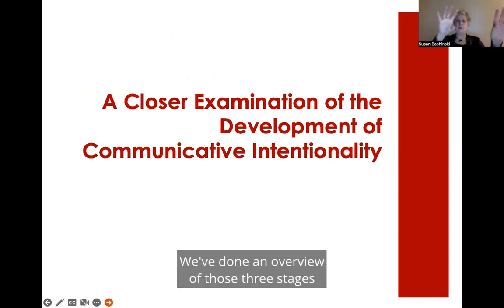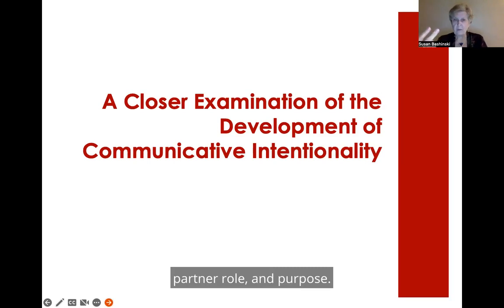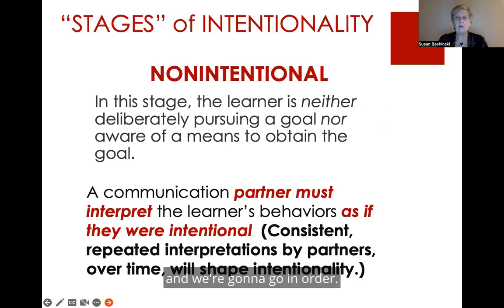So let's take a closer examination. We've done an overview of those three stages and compared them and looked at context, partner role, and purpose. So let's dissect them a little bit more, and we're going to go in order. We'll start with the non-intentional stage. Again, I know some of this is repetitive, but it's just so important. So bear with me. Close your eyes for 3 seconds.